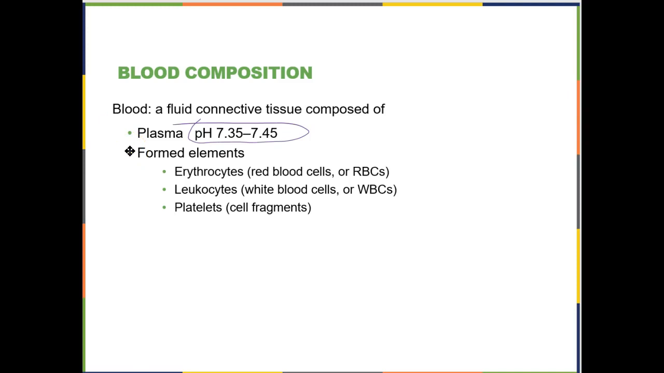Then you have what we call the formed elements, which is your red blood cells, your white blood cells, and what we call platelets, which are just cytoplasmic fragments, and that's why we refer to these three things as the formed elements as opposed to your blood cells, because the platelets are not proper cells.